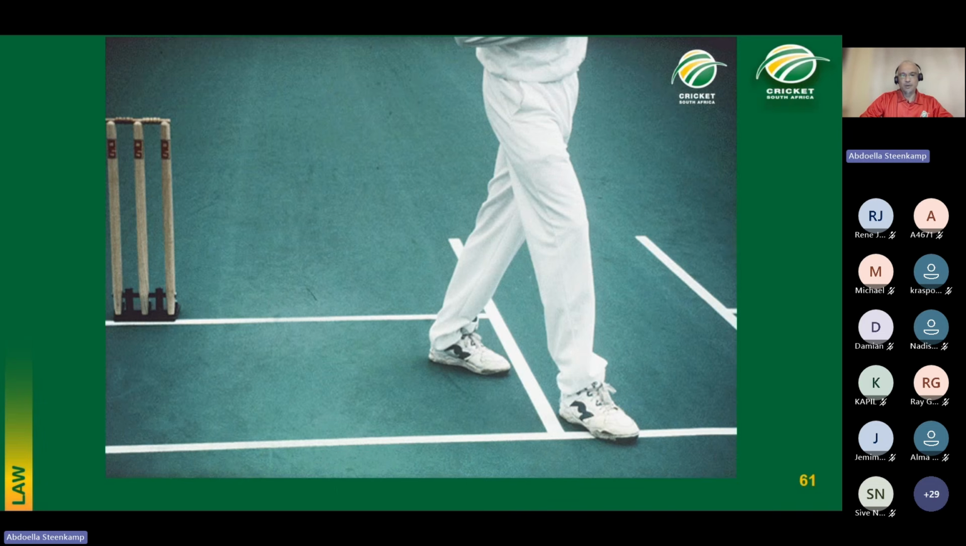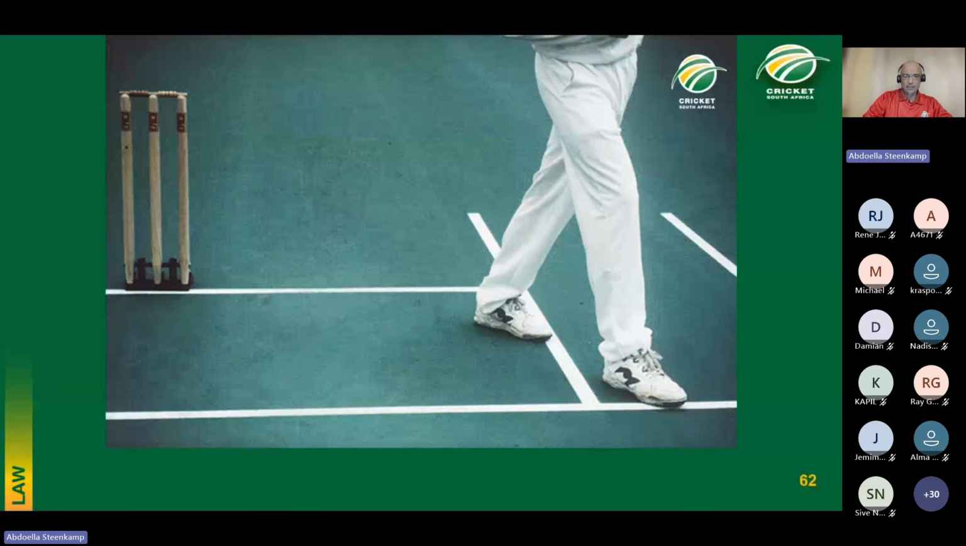This is a left arm bowler bowling around the wicket. Let's start with the back foot. Which crease goes with the back foot? The return crease. Is the back foot touching the return crease? No, it's not, so we're happy with the back foot. Which crease goes with the front foot? The popping crease. What question do we ask ourselves? Is part of the front foot, whether grounded or raised, behind the back edge of the popping crease? Yes, there is. That's why this is a legal delivery.